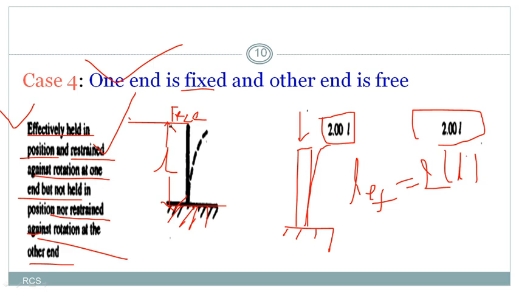Okay, so if we want to design a column, we have to substitute the effective length of the column. Effective length can be calculated based on the end conditions. Any one of these conditions may be given to you, and based on that you can calculate the effective length of the column.